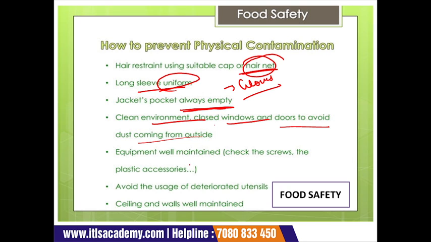Equipment which is used in the preparation of the food should be well maintained. We have to check their screws and their plastic accessories, and if they are damaged, they will be changed. Avoid the use of deteriorated utensils. Sometimes chefs use deteriorated utensils, and when they do, part of the utensil comes into the food and causes physical contamination. Ceiling and walls are well maintained. So this is the prevention method of physical contamination.